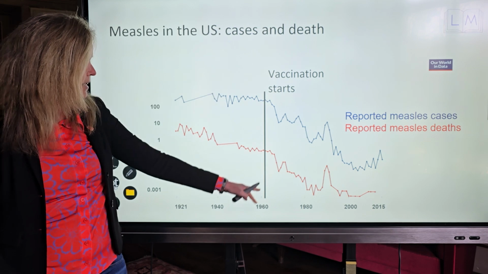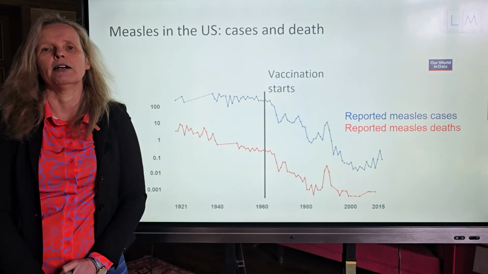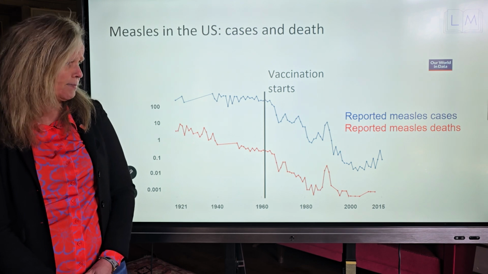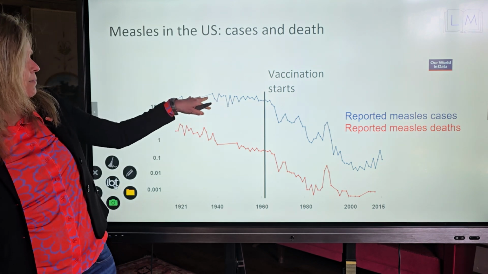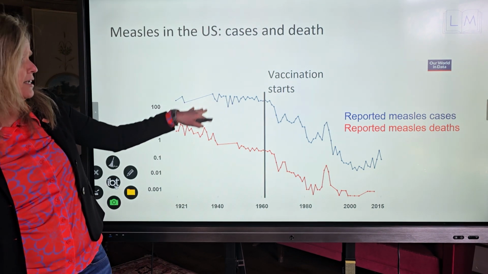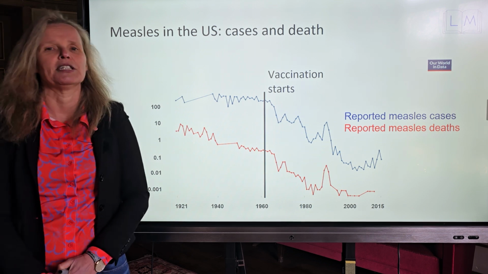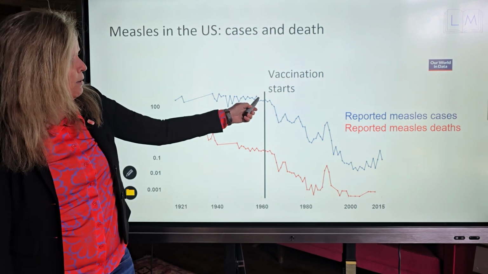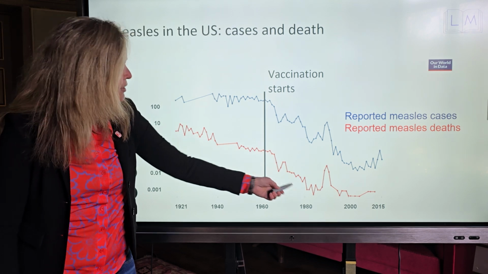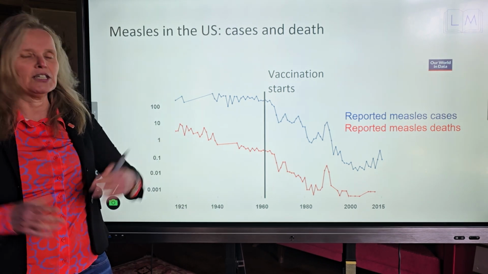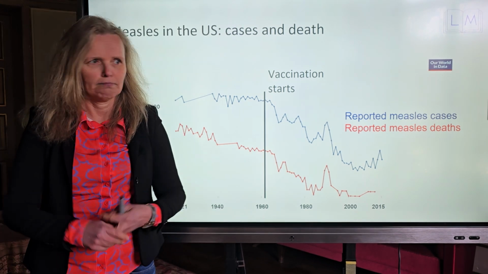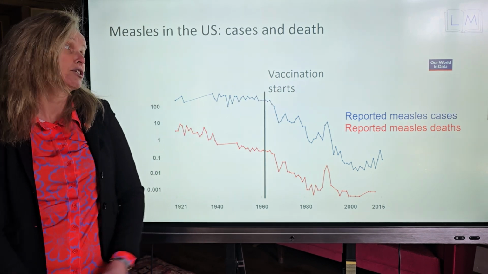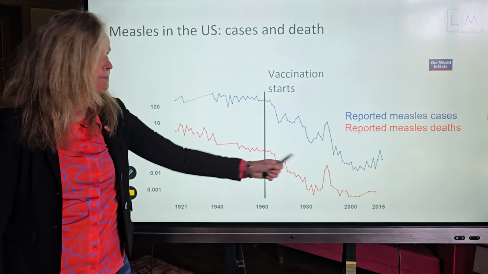And here is when children start to become vaccinated in the US. If you look, the blue line is measles cases, and the red line is measles deaths. So looking at this graph, both the cases and the deaths go down. So initially, you think vaccination really helped in reducing cases as well as deaths.